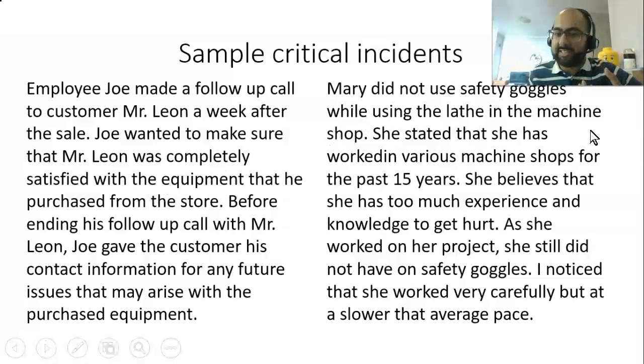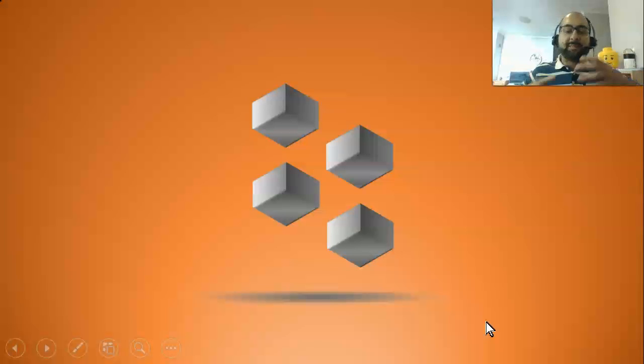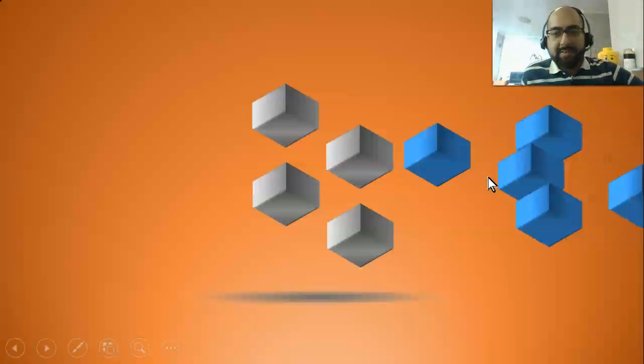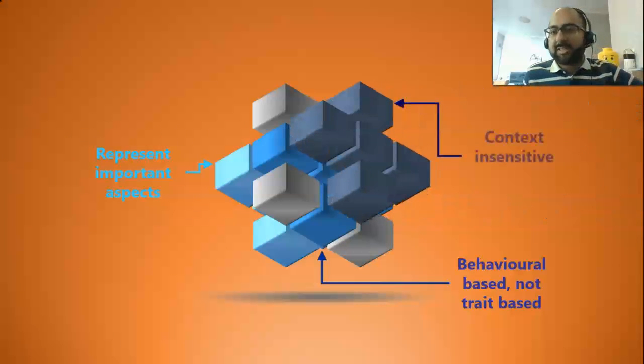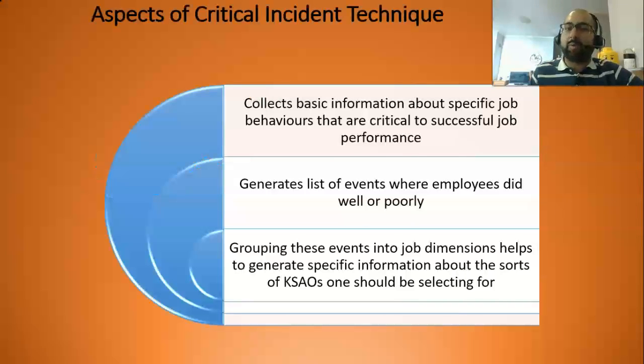She did not use safety goggles. She worked very carefully but at a slower pace. Yeah, it's behavioral. In addition to being behavioral, it should capture the important aspects of the job, the stuff that is most important, as well as being context insensitive. So it should be stuff that is not a niche or rare thing, but something that is generally important across contexts. So the first step, class, is to collect the critical incidents.